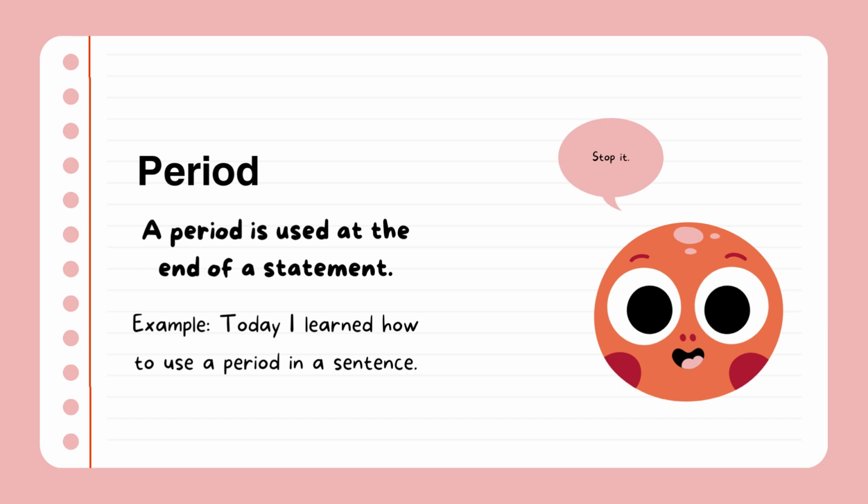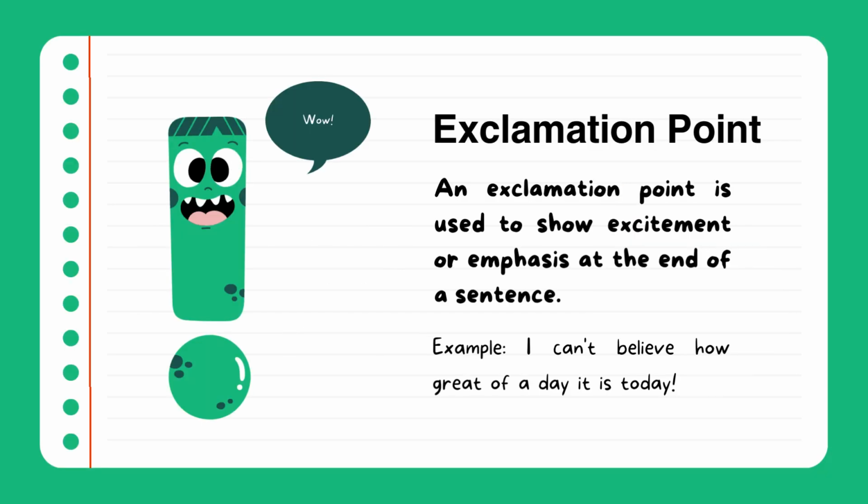Example: Today I learned how to use a period in a sentence. Exclamation point. An exclamation point is used to show excitement or emphasis at the end of a sentence. Example: I can't believe how great of a day it is today!